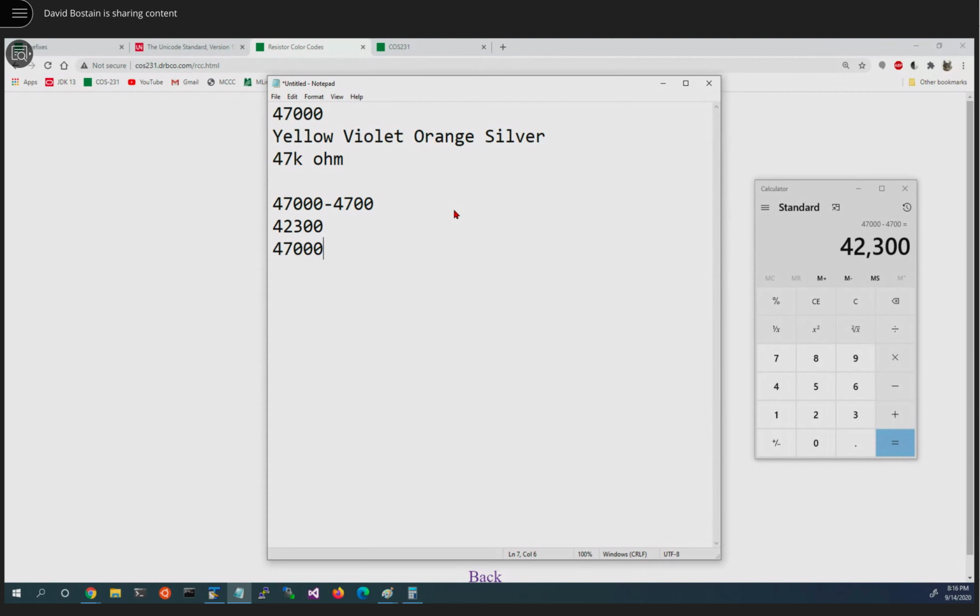How high could it be? Well, 47,000 plus 4,700. Could be 51,700. So that's the general idea. Now, we would use these in calculations because remember, we're using ohms, volts, and amps in calculations. We're using things like this and the micro and milli and all those when we're specifying them with engineering notation. We would keep all the digits during our calculation. It wouldn't be until the final answer that we had trimmed them off to significant digits.